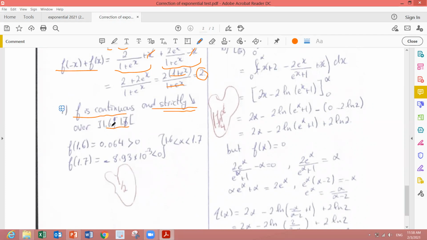To verify alpha is between 1.6 and 1.7, f of 1.6 is 0.064, which is positive. F of 1.7 is minus 8.93 times 10 to the power minus 3, which is negative. Then alpha is between 1.6 and 1.7.